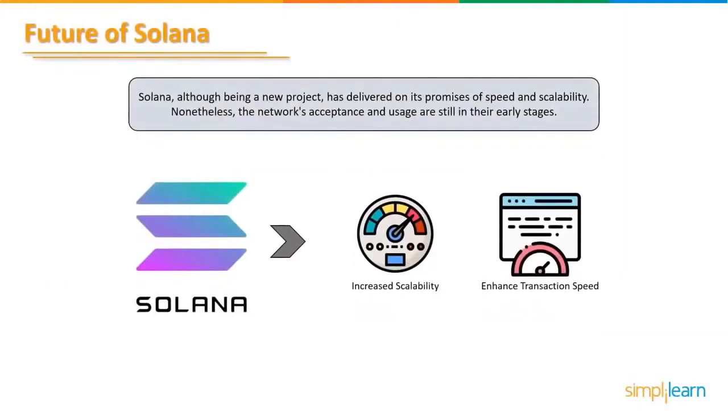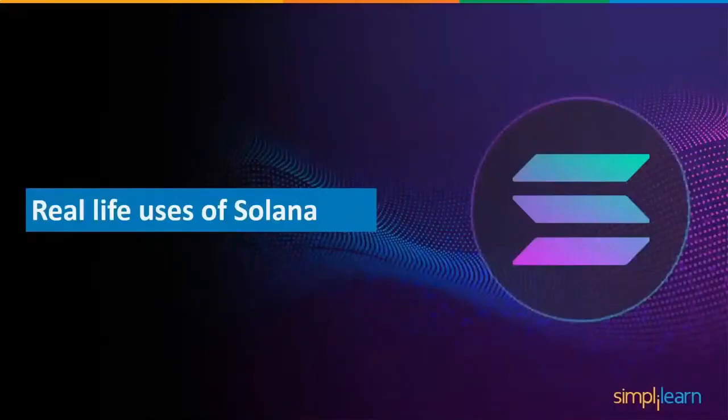Solana, although being a new project, has delivered on its promises of speed and scalability. Its token price has also done well, attracting investors' attention. Nonetheless, the network acceptance and usage are still in the early stages. We won't know whether Solana's speed makes a significant difference in the Bitcoin realm until we witness substantial traffic and more use cases. Having a fast network is beneficial, but the advantages will only occur as more people utilize it and more use cases emerge. Real-life uses of Solana.